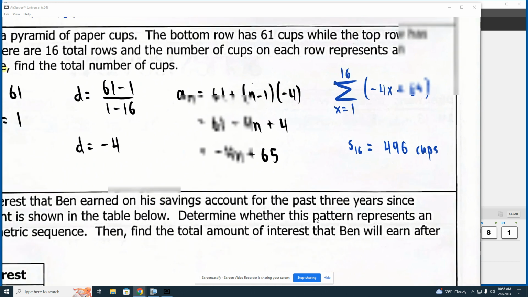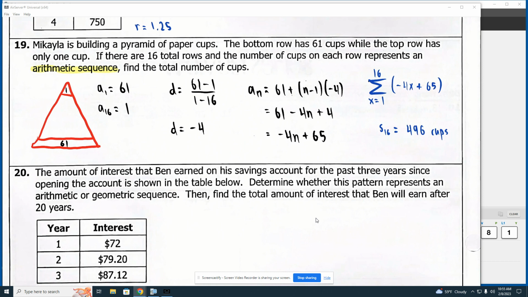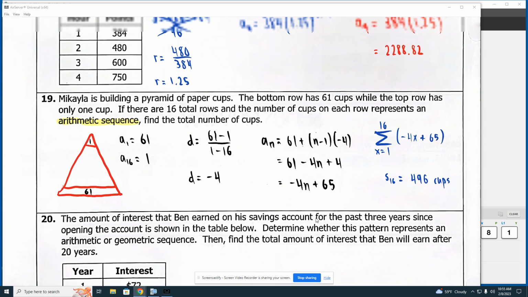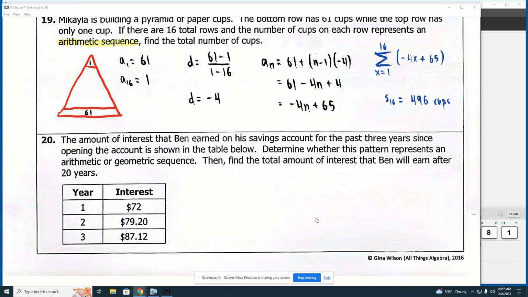Okay? So you're applying an arithmetic sequence here. You applied a geometric sequence before. Number 20. The amount of interest that Ben earned on his savings account for the past 3 years since opening the account shown in the table below. Determine whether this pattern represents an arithmetic or geometric sequence. Then, find the total amount of interest that Ben will earn after 20 years.